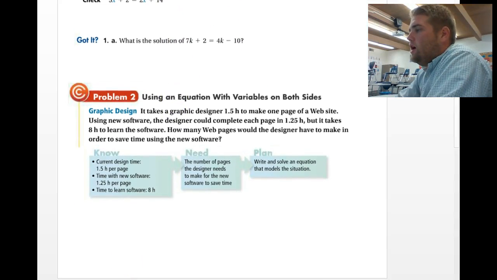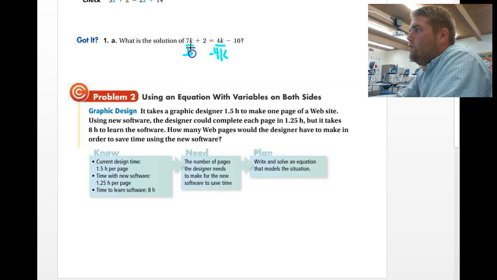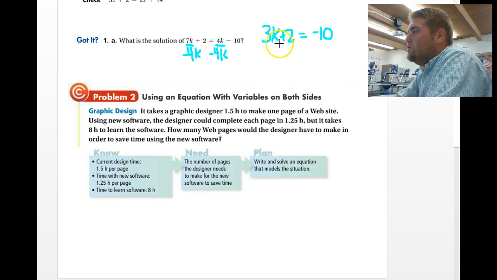Okay, so on to the next one, 7k plus 2 equals 4k minus 10. So I've got my k's. I want to subtract 4k, minus 4k. So 7k minus 4k is 3k, plus 2 equals negative 10. So 3k plus 2 equals negative 10.